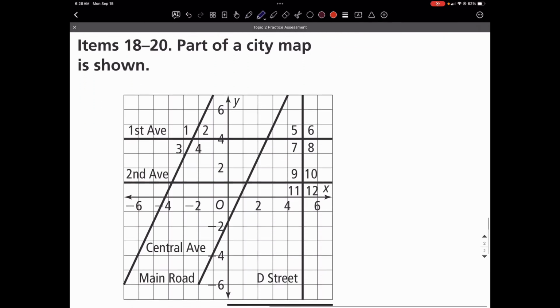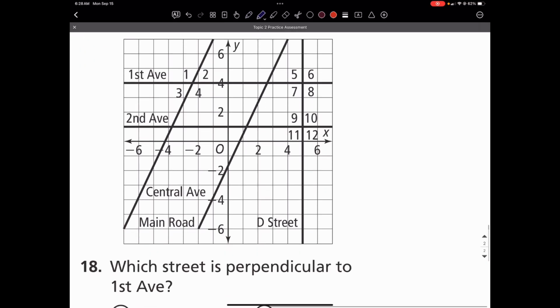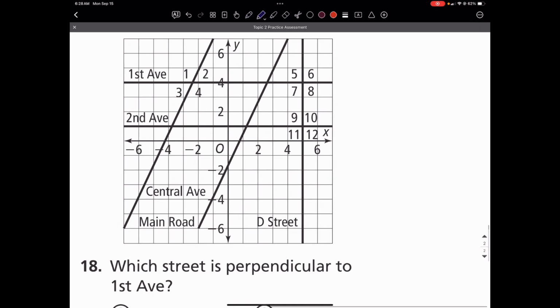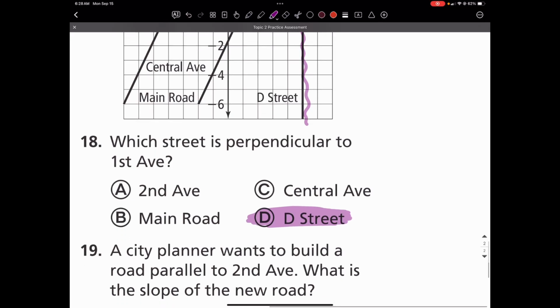Now for 18 through 20, we're going to use this city map as shown. 18, which street is perpendicular to First Avenue? Well, First Avenue is here. So the line that's perpendicular to that would be this one here, which is D Street. And remember, if you recall, perpendicular means they form a right angle at their intersection.